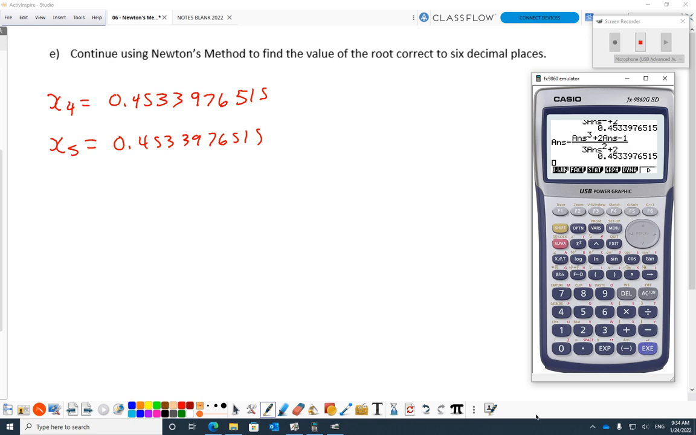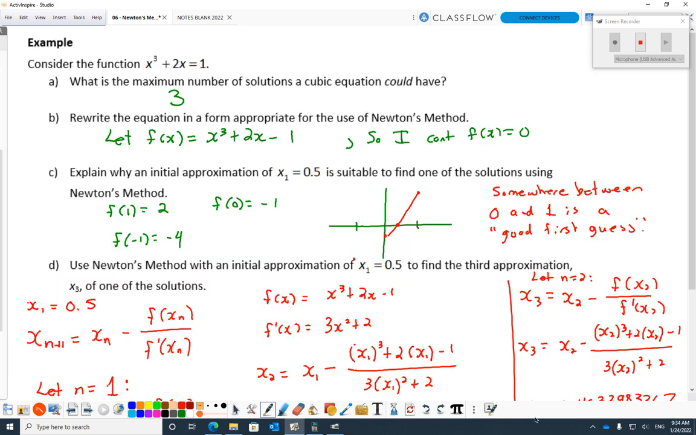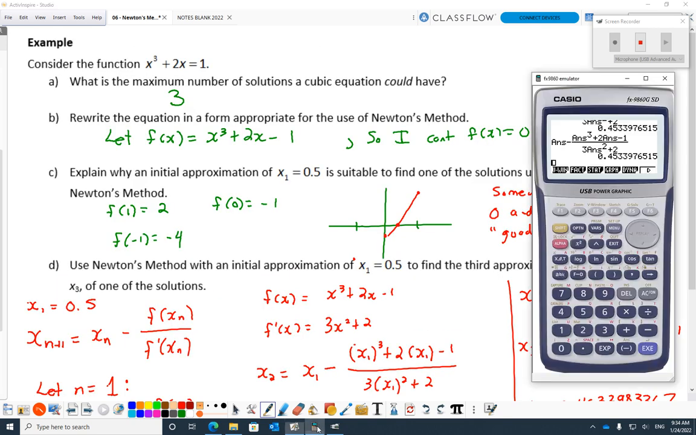Okay, back to here. Where's the original function? F of x equals x cubed plus 2x minus 1. So I'm going to take that answer. Now, cube it, plus 2 times that answer, minus 1. What am I expecting to get here? 0 or something shockingly close to 0.